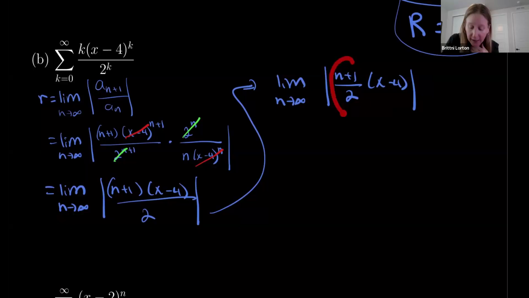And I'm only looking at the limit as n goes to infinity. So as n goes to infinity, what did this become? We missed something.